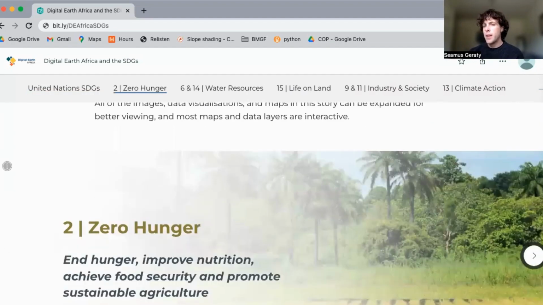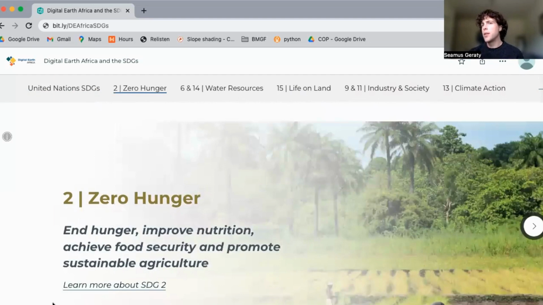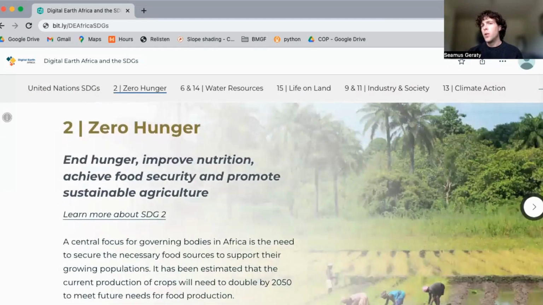So the first goal I'm going to touch on is zero hunger. The goal itself, to end hunger, aligns with the central focus for a lot of governments across Africa, and that is to secure the food sources needed to support a growing population.